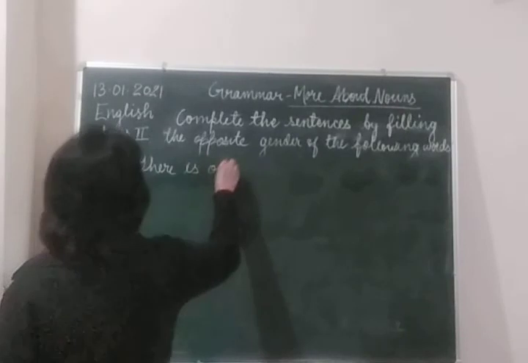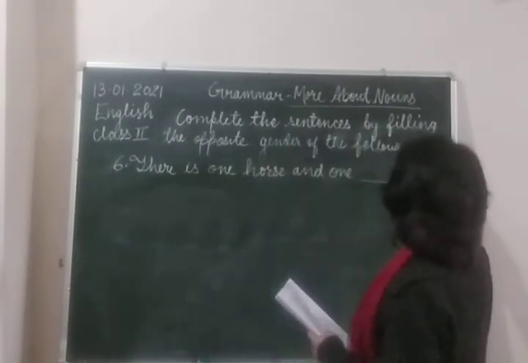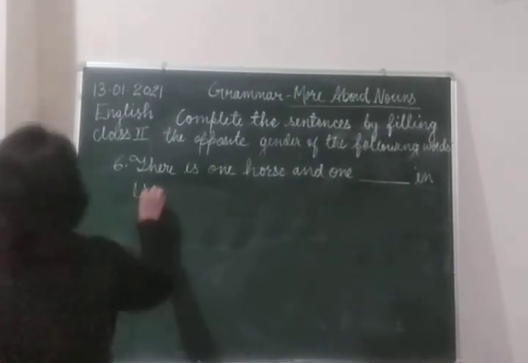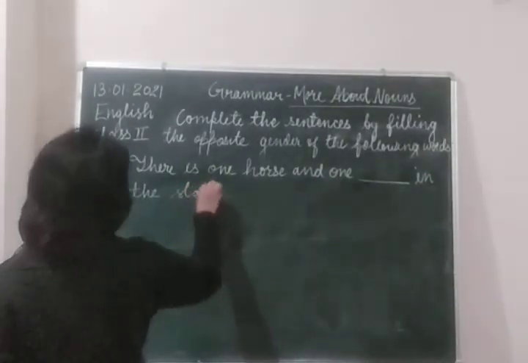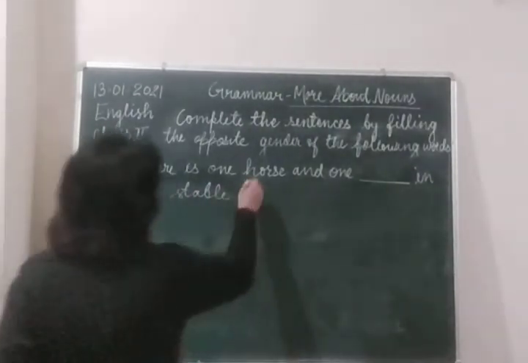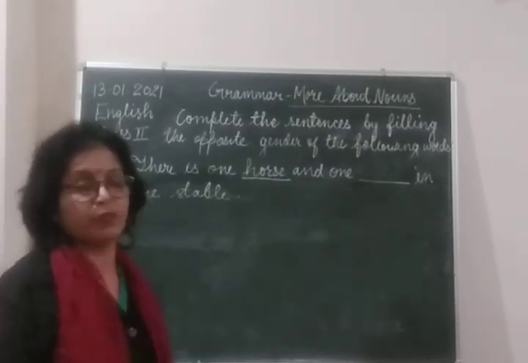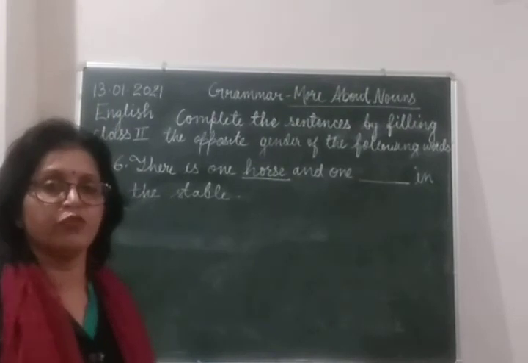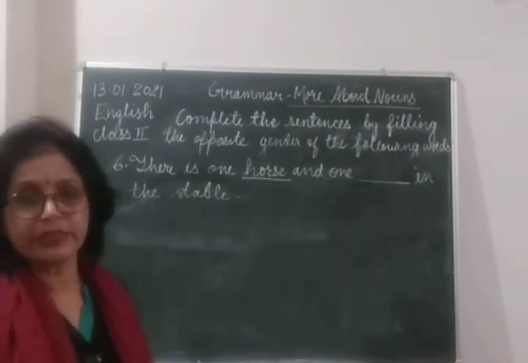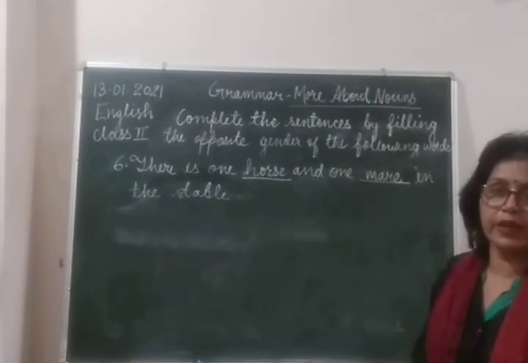There is one horse and one blank in the stable. Stable is the place where horses are kept. Now here the underlined word is horse. There is one horse and one blank in the stable. What is the opposite of horse? Opposite gender? It is mare. M-A-R-E. Mare. There is one horse and one mare in the stable.